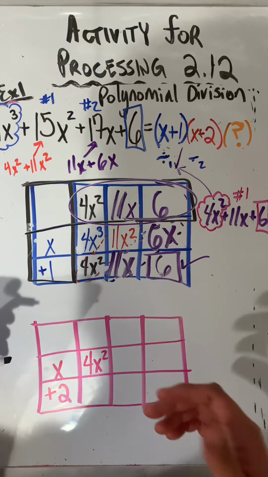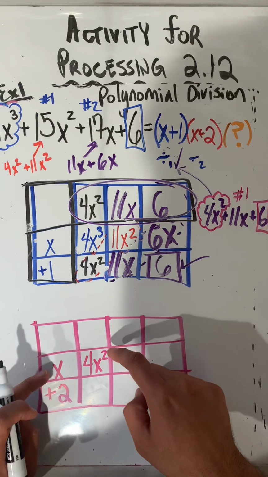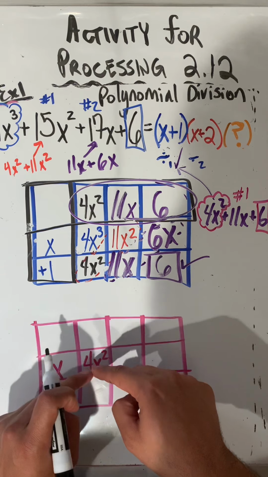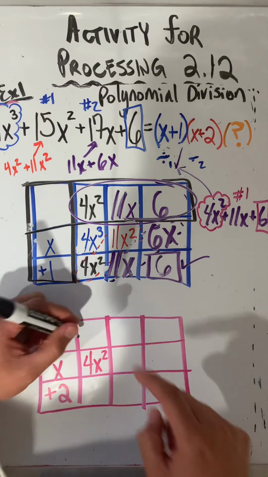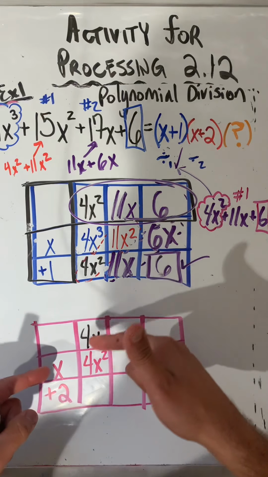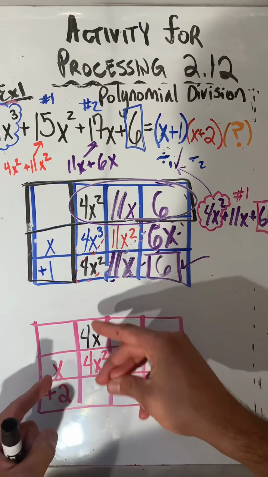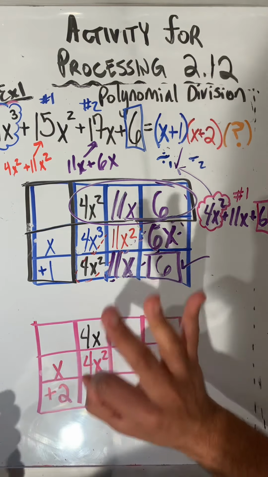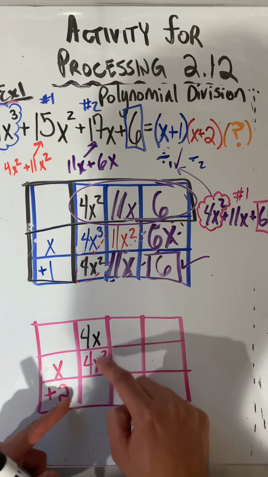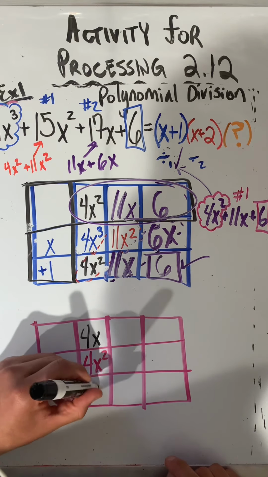Okay. So now we need to think to ourselves, this outside value and this outside value multiply and give us 4x squared, which means this needs to be 4x. And then just think back to yourself. It's always good to say, okay, it's 4x, but then just calculate it real quick. 4x times x is 4x squared. We're looking good. Now we're going to multiply the outside values, 4x and 2, and that gives you 8x.